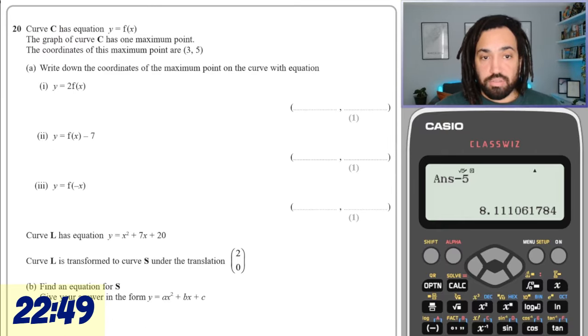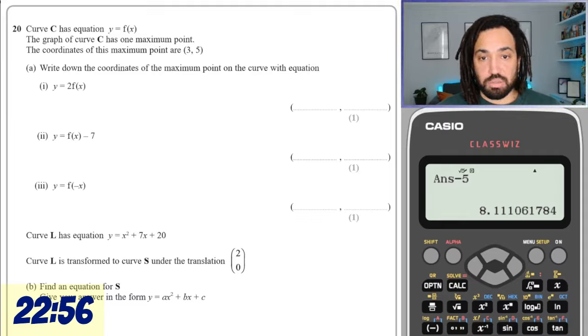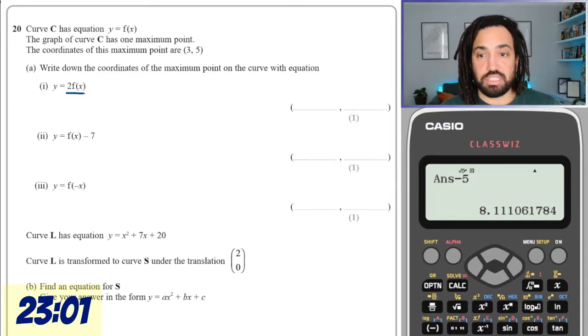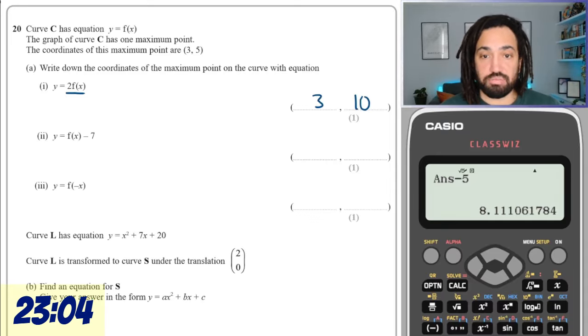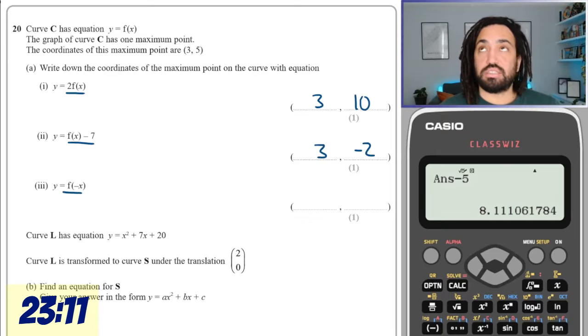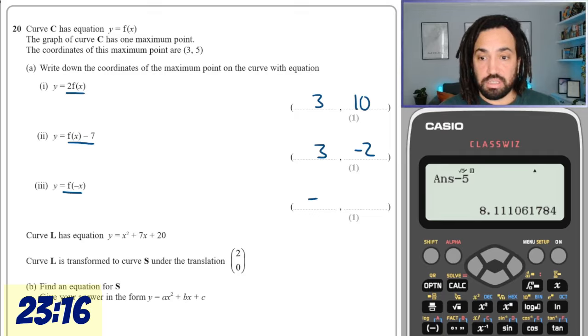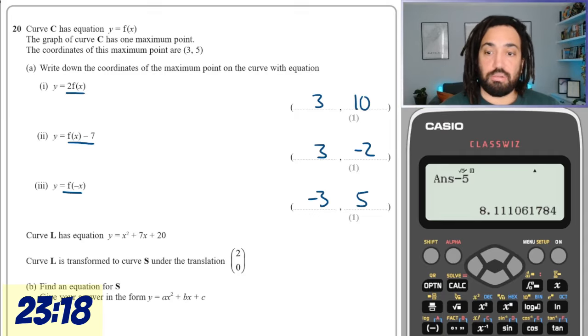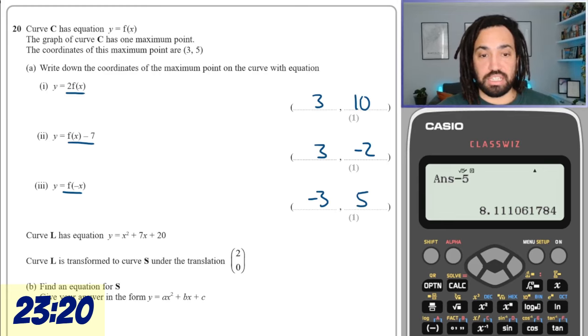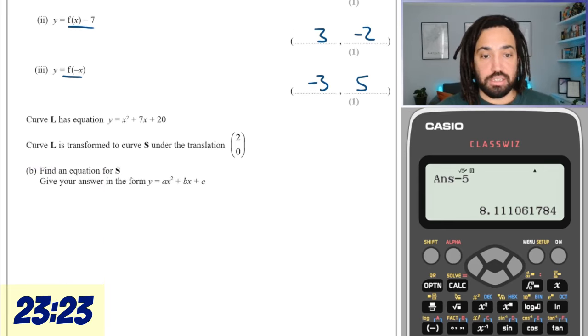Okay, so a curve has one maximum point. Write down the coordinates of the maximum point. Okay, it's graph transformation. So 2f of x stretches the y by 2. This subtracts 7 from the y. And this turns the x negative. So minus 3, 5. Because inside the bracket affects the x, outside the bracket affects the y.